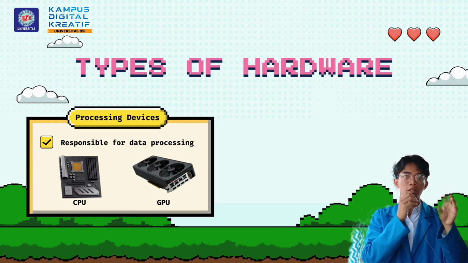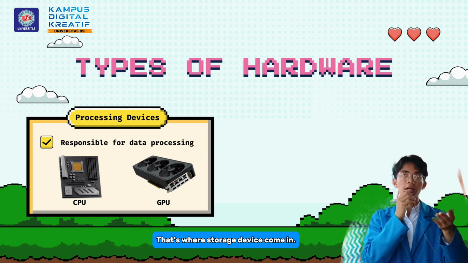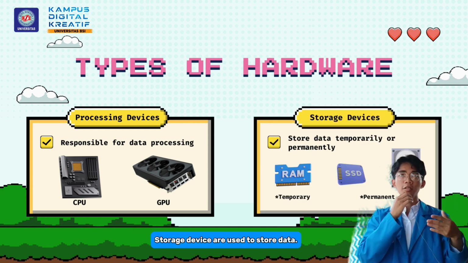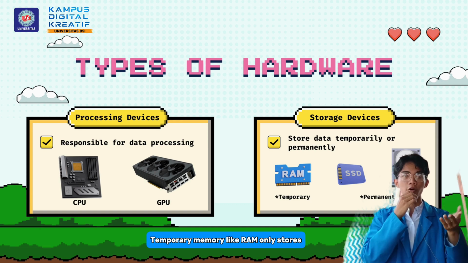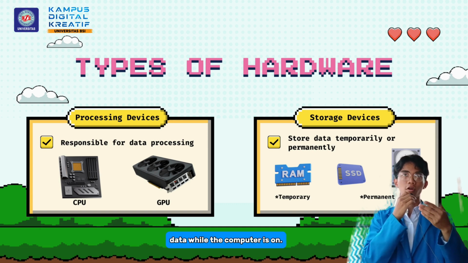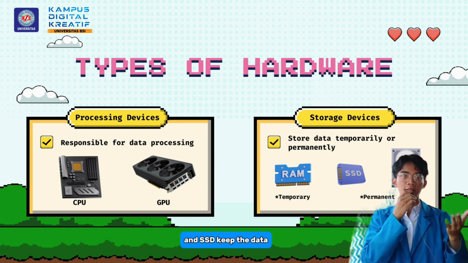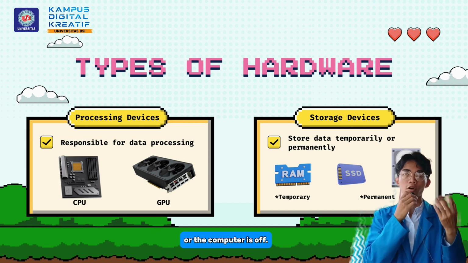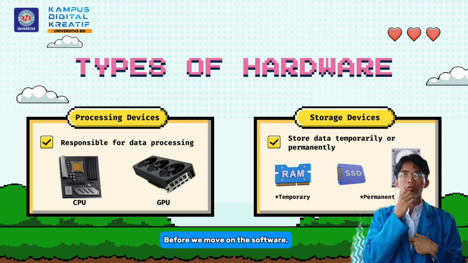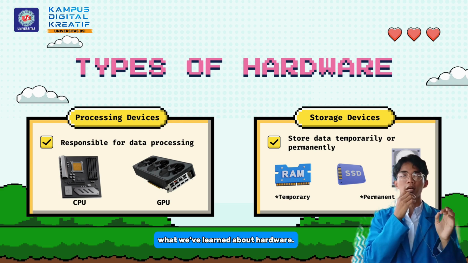After processing, we need a place to save the data. That's where storage devices come in. Storage devices are used to store data. Temporary memory like RAM only stores data while the computer is on. Permanent storage like hard disk and SSD keeps the data even after the power is off or the computer is off.